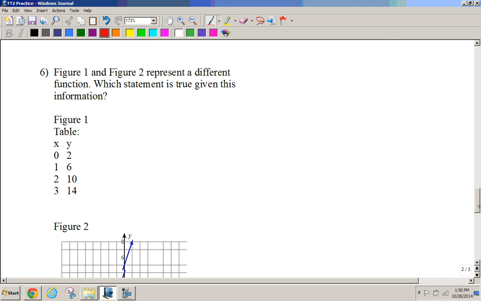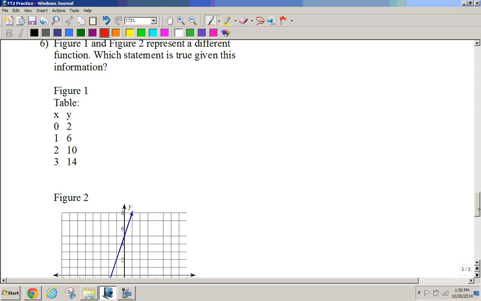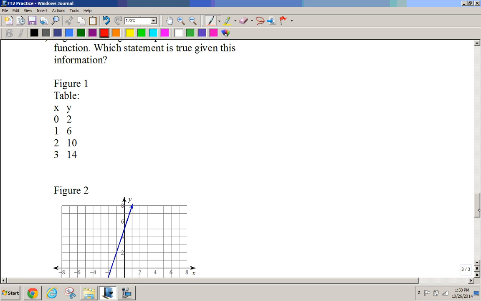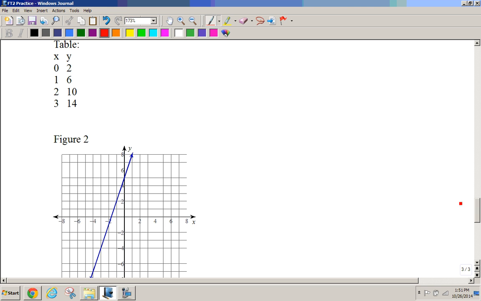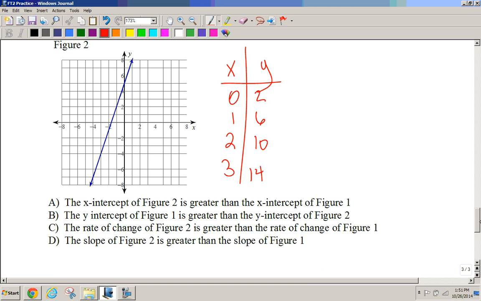All right, number 6. Figure 1 and Figure 2 represent a different function. Which statement is true given the information? I'm just going to go ahead and copy my table down here so that we can see both of these at the same time. So I'm just redrawing it for the video's sake. You don't have to redraw it, okay? All right, so now I can scroll my page down.